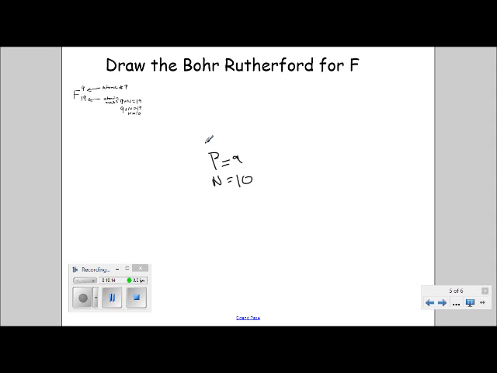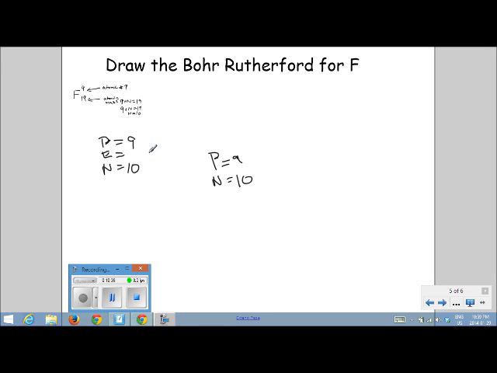So we have to figure out how many electrons we have now, okay? So oftentimes we put the P's and the N's in the middle, but we really should be keeping track of everything to the side as well. So we have P's, E's, and N's. That looks really messy. Give me a second there.